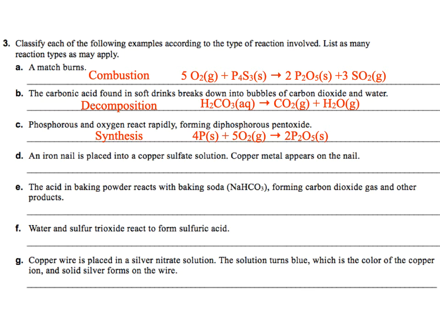D, an iron nail is placed into a copper sulfate solution. Copper metal appears on the nail. That is single replacement, because we have an element, iron, and a solution, copper sulfate, which is a compound. Here's the reaction.